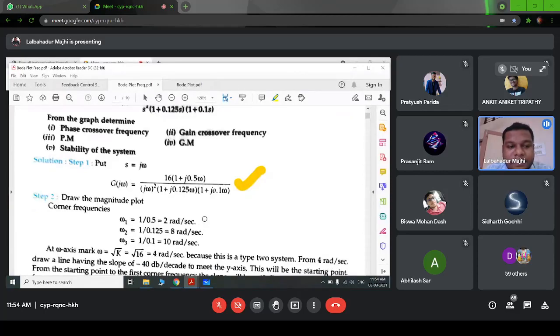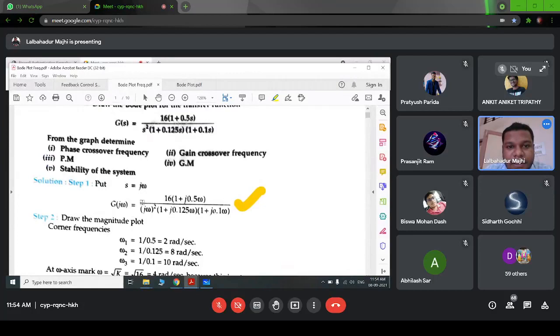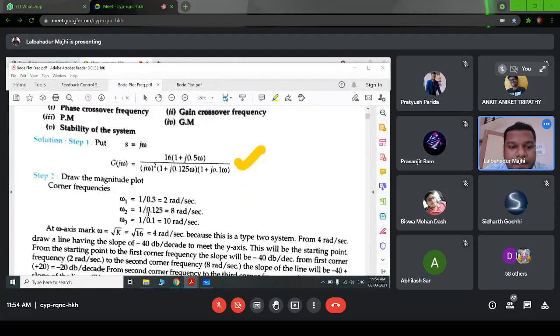Then the next step is to determine the corner frequencies. From these time constants, we have to determine the corner frequencies. The time constants are 0.5, 0.125 and 0.1. So we have 3 corner frequencies. Omega 1 is 1 by 0.5, so it is 2 radian per second. Omega 2 is 1 by 0.125, 8 radian per second. And omega 3 is 10 radian per second.